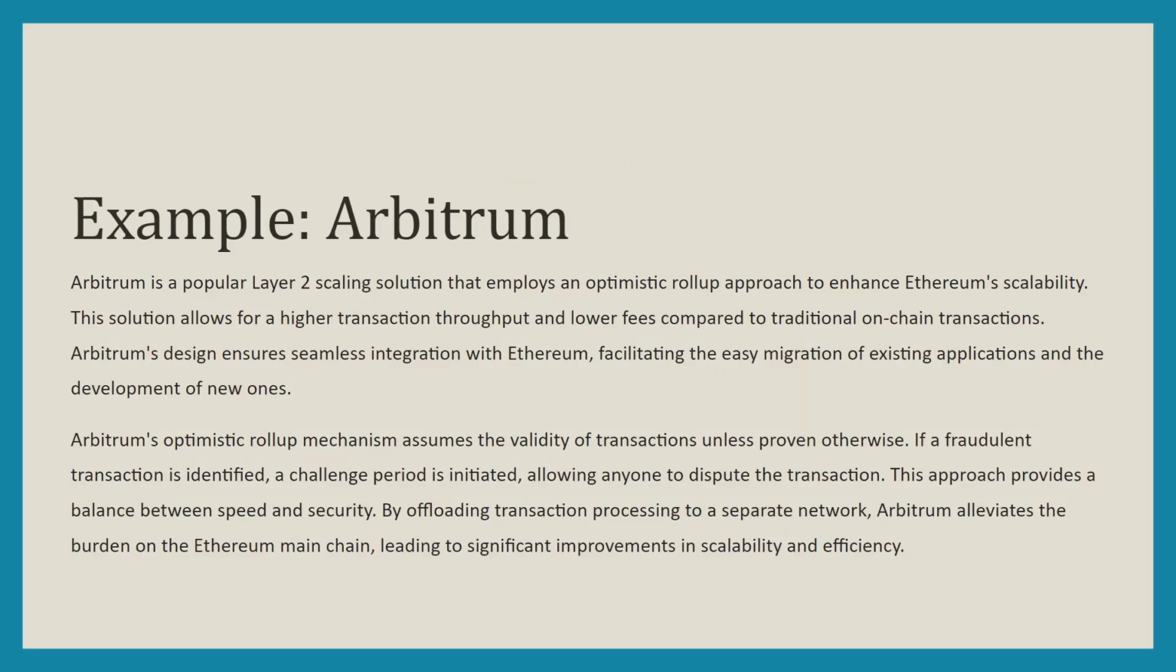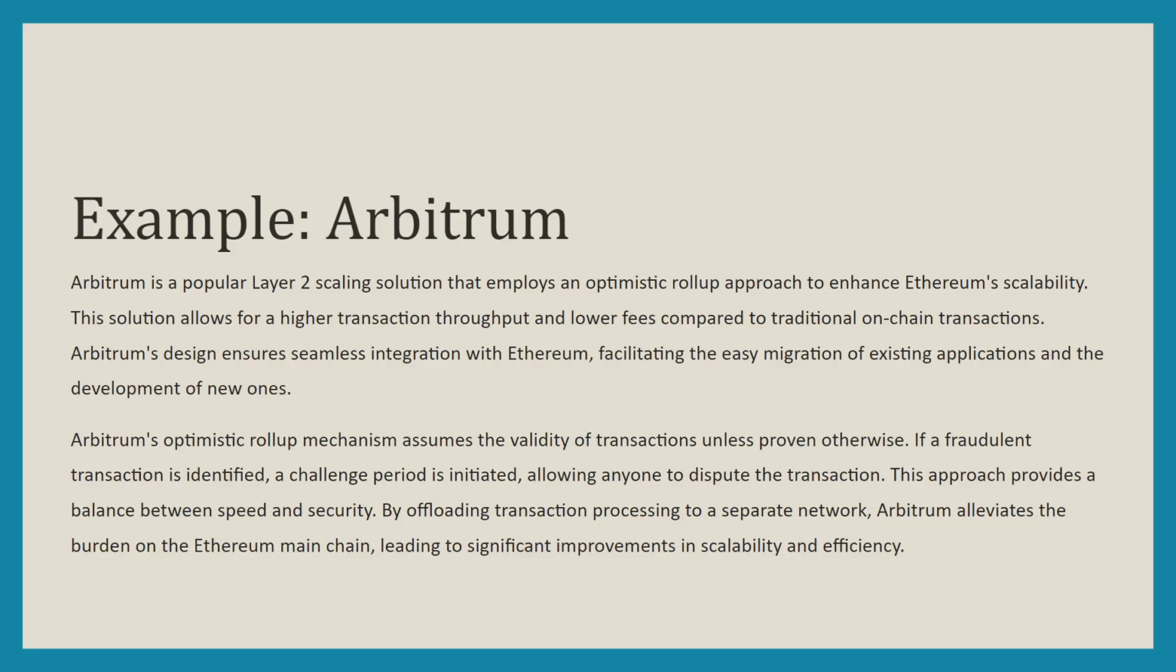So the example we are going to talk about now is Arbitrum. Arbitrum is a popular layer 2 scaling solution that employs an optimistic roll-up approach to enhance Ethereum scalability. This solution allows for a higher transaction throughput and lower fees compared to traditional on-chain transactions. Arbitrum's design ensures seamless integration with Ethereum, facilitating the easy migration of existing applications and the development of new ones.